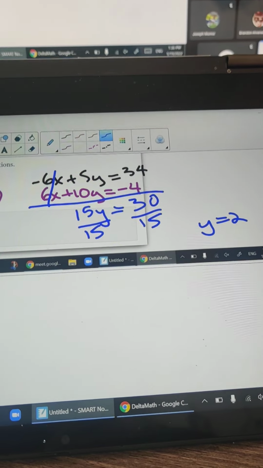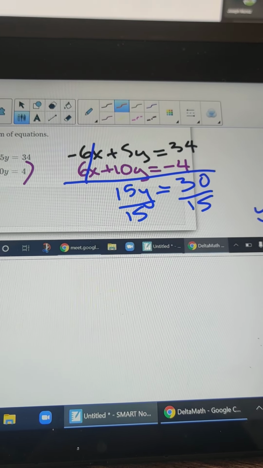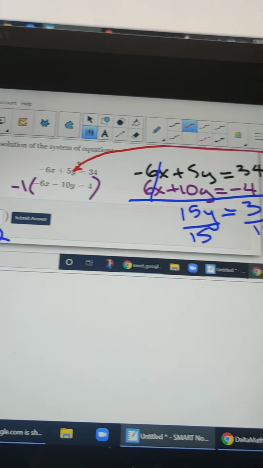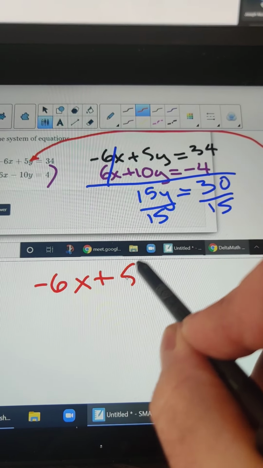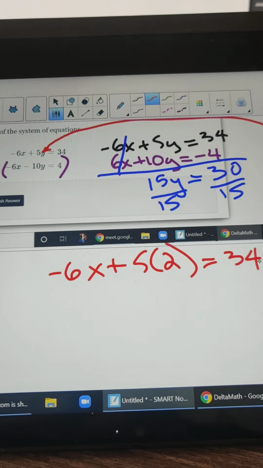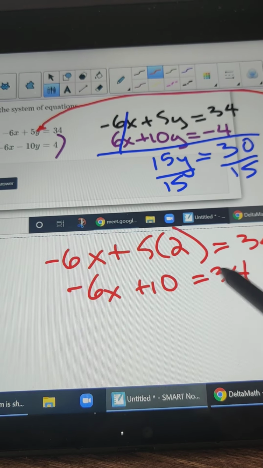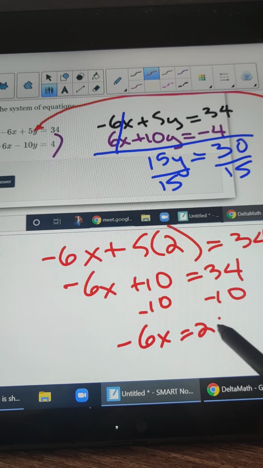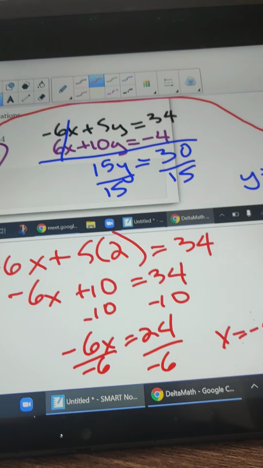All right. Then we're going to take that y and plug it back into either equation. I would generally go with the first one. I think it looks like this is the easier one because there's fewer negatives. So we get negative 6x plus 5 times 2 equals 34. So negative 6x plus 10 equals 34. Subtract 10 from both sides. Negative 6x equals 24. And x equals negative 4.